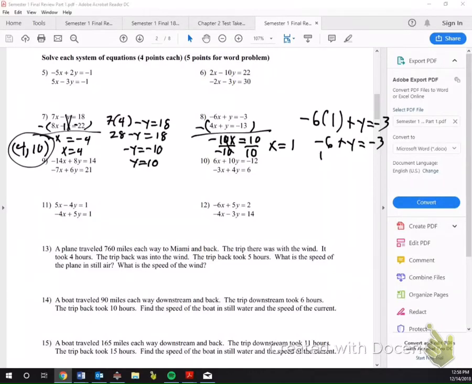Now notice here, I made a mistake. I'm not sure where my stylus went. Oh well. So it should be negative 1. That should be a positive 6. So I should be subtracting 6 from both sides to give me y equals negative 9. 1, negative 9. That's my answer.